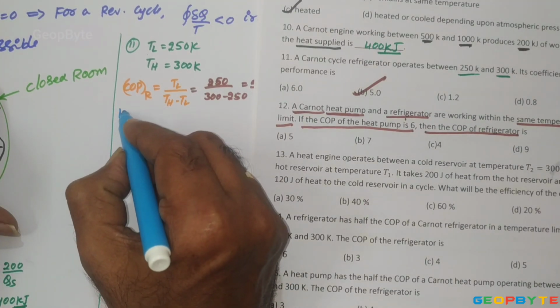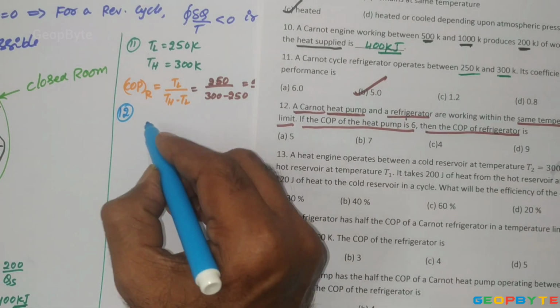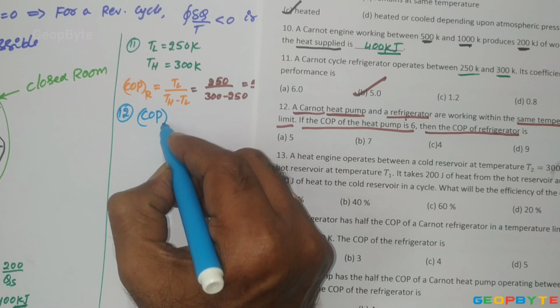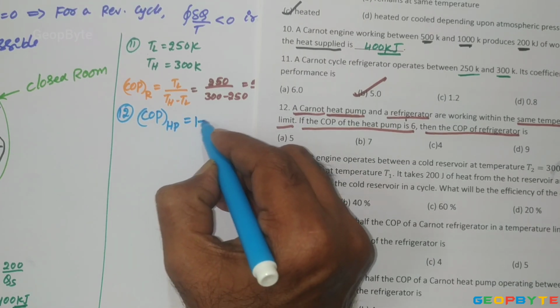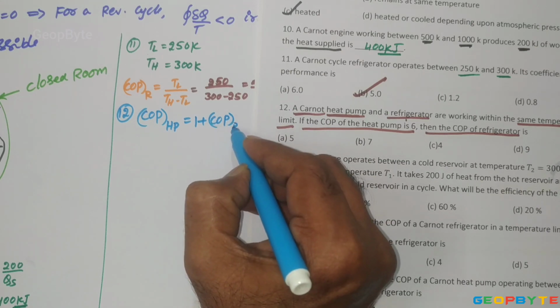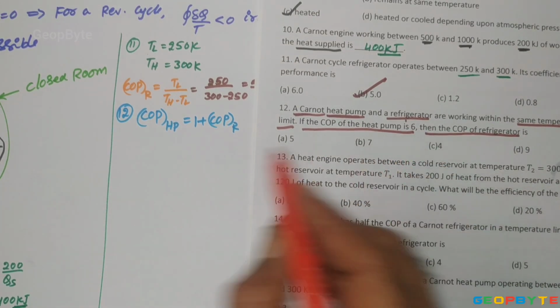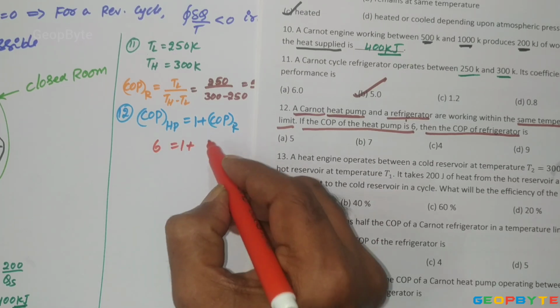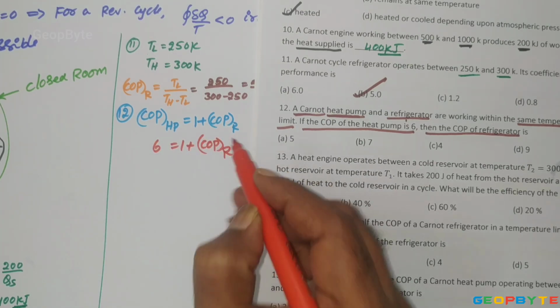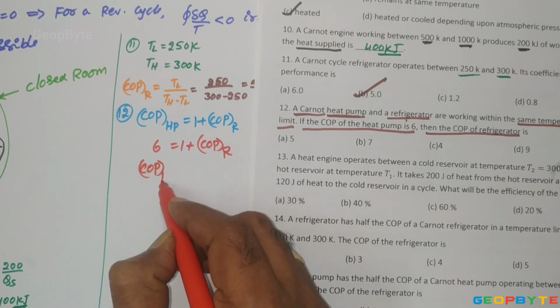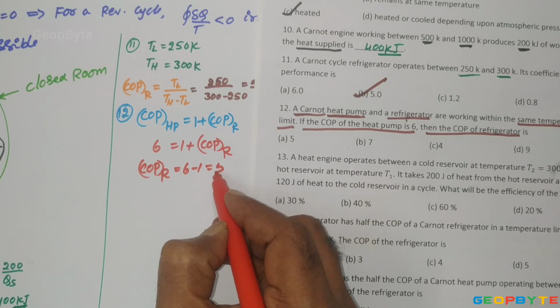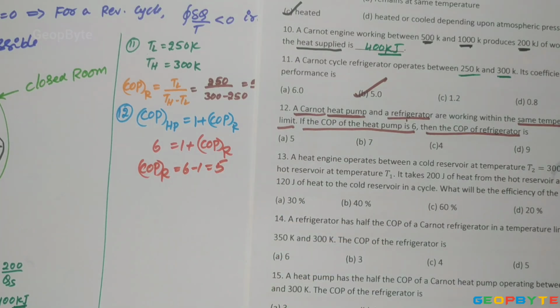The 12th problem is, as we know, COP of the heat pump is equal to 1 plus COP of refrigerator. That is the relation between the COP of refrigerator and COP of the heat pump. COP of the heat pump is given 6 equal to 1 plus COP of refrigerator. From this, COP of refrigerator equal to 6 minus 1 equal to 5. That means refrigerator COP is always less than heat pump COP by unity.